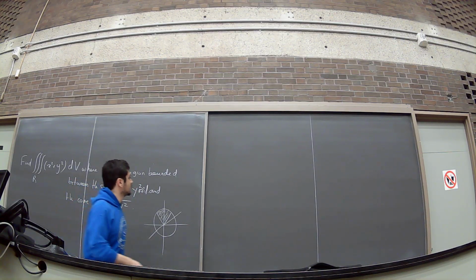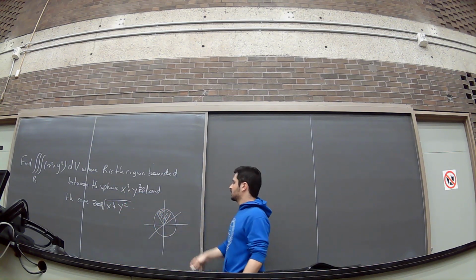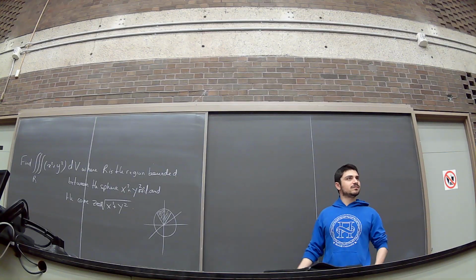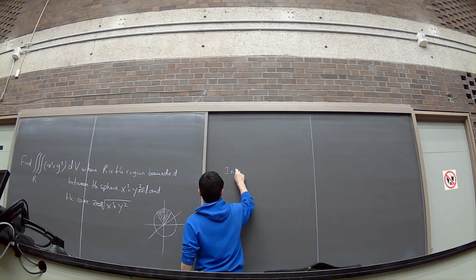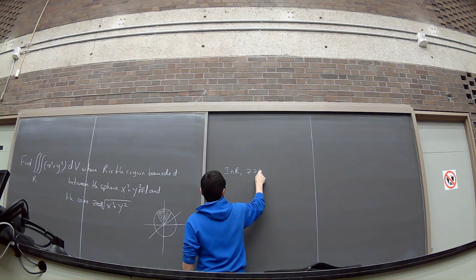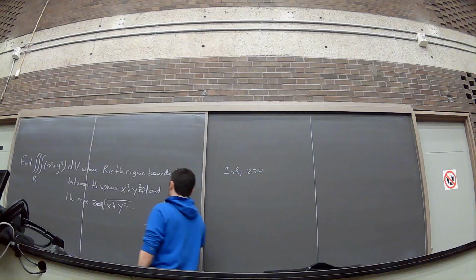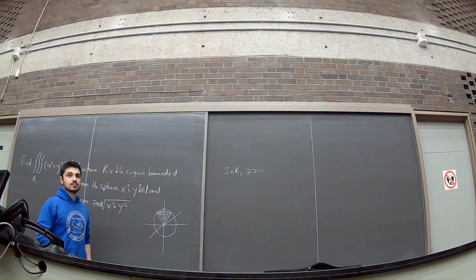So let's do this. What is Z on top here? I'm interested in what values of Z, whether Z is negative or positive in my region R. Z is positive. So to find this intersection here, how do I do this?